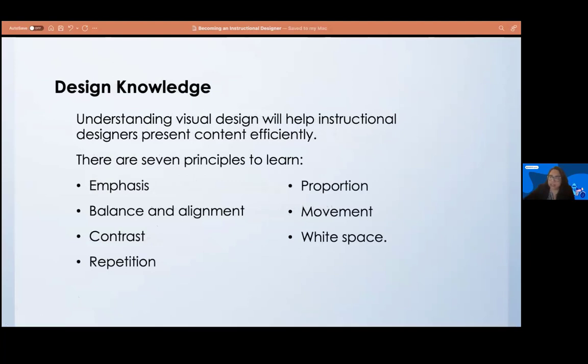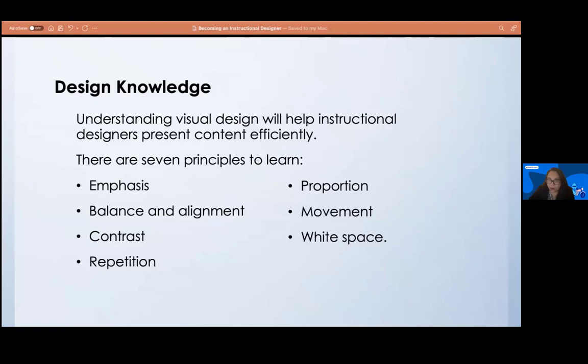An instructional designer needs to know about design and its application in an educational setting. So having an understanding of visual design will help instructional designers present content efficiently. There are principles of design, and those are emphasis, balance, alignment, contrast, repetition, proportion, movement, and white space.